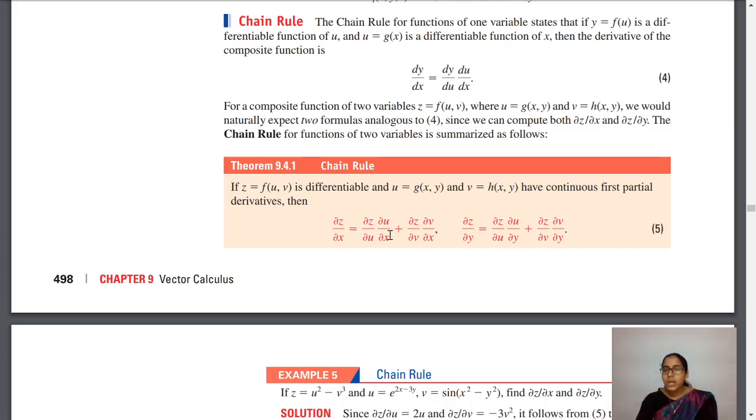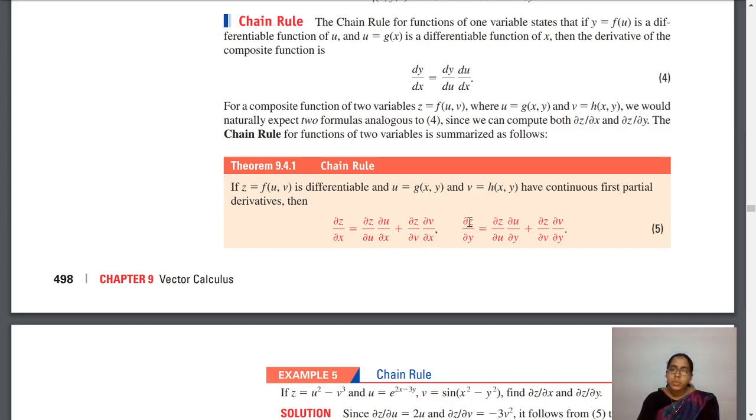So it does not end here. Why? Because z is depending on v also, so we have to consider that portion also. So we have to add with it dou z by dou v into dou v by dou x. So if we are considering functions of 2 variables, the chain rule will be as follows. If z is a function of u and v, where u is a function of x and y and v is another function of x and y, then dou z by dou x is dou z by dou u into dou u by dou x plus dou z by dou v into dou v by dou x.